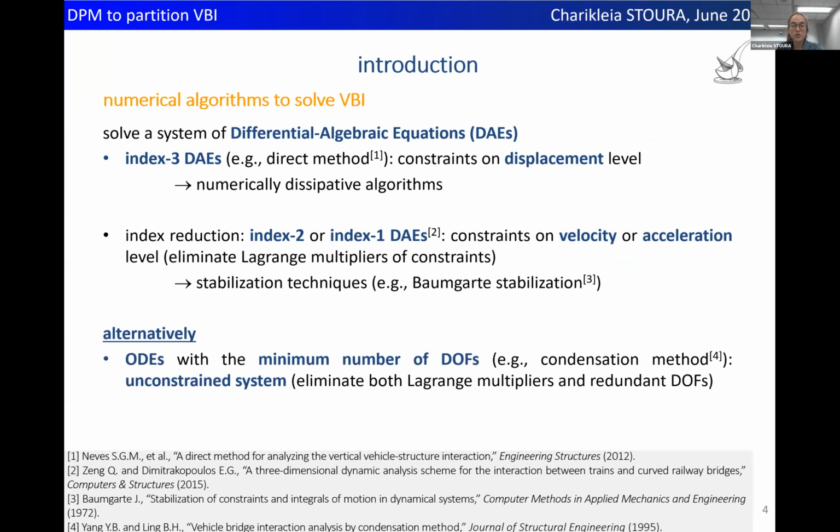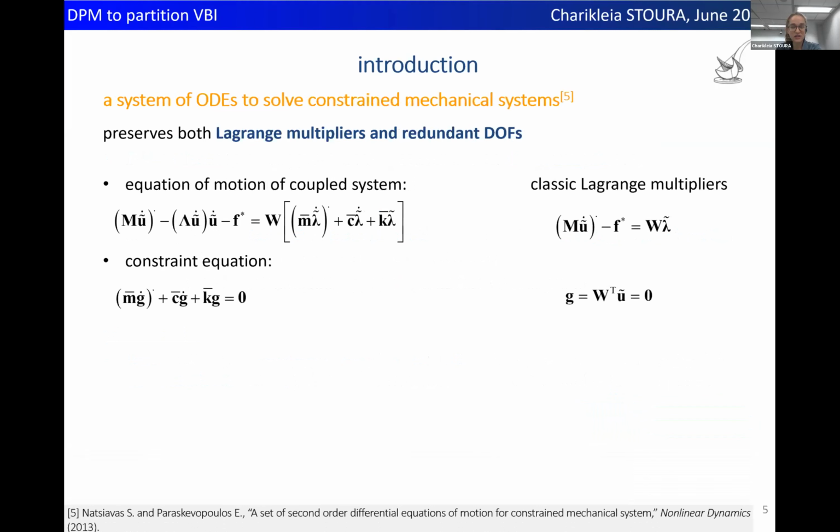An alternative approach which avoids the difficulties of differential algebraic equations is the solution of the system as a set of exclusively ordinary differential equations with a minimum number of degrees of freedom. This is achieved by eliminating both Lagrange multipliers of the constraints and redundant degrees of freedom. In this case, the solution of the system reduces to the solution of an unconstrained system, which is always stable. However, the solution of a system with a minimum number of degrees of freedom can be impractical for large vehicle bridge systems with a large number of constraints.